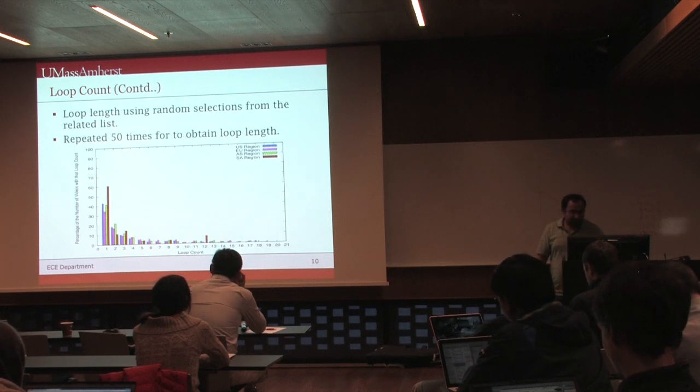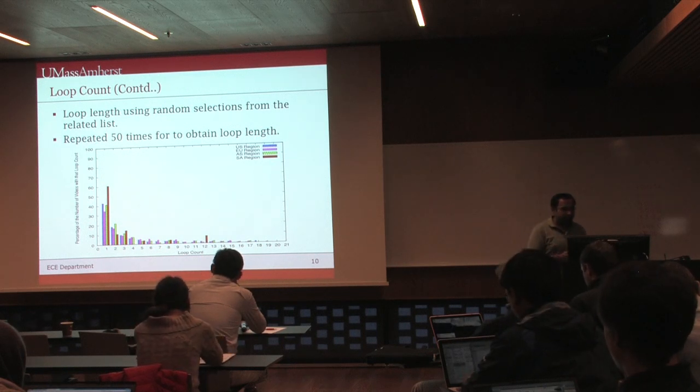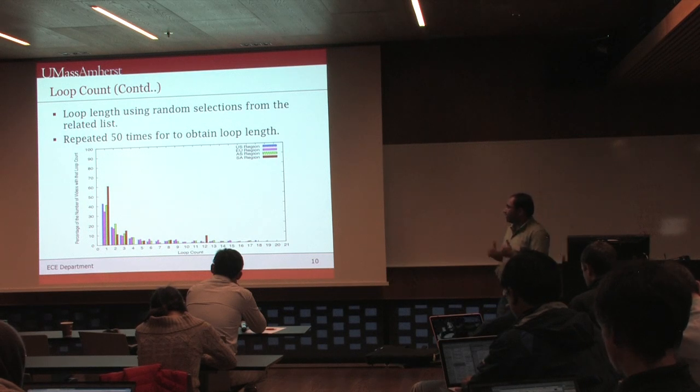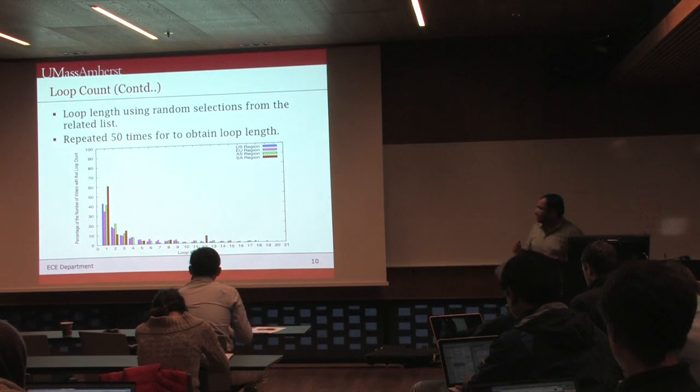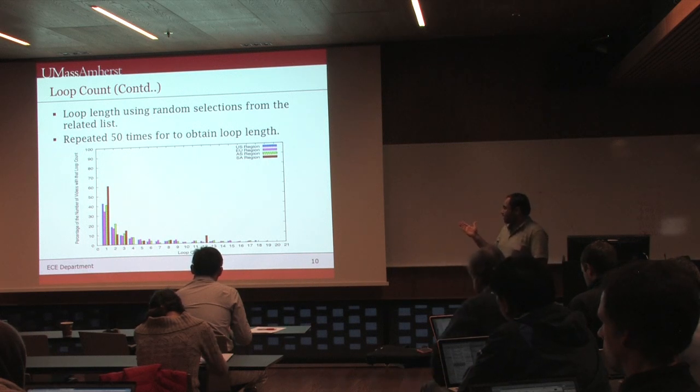So to see if this is the same case for random selection from the related list, for the loop count analysis we select a video and keep repeating the random selection 50 times, then analyze whether we found loops. This plot shows the loop count for random selection, where the y-axis shows the percentage of the number of times you get those loop counts. Most of the time, the videos end up with loops. As you can see, major portions of the loop count are up to 5. After that it's pretty small, and the maximum was 19.